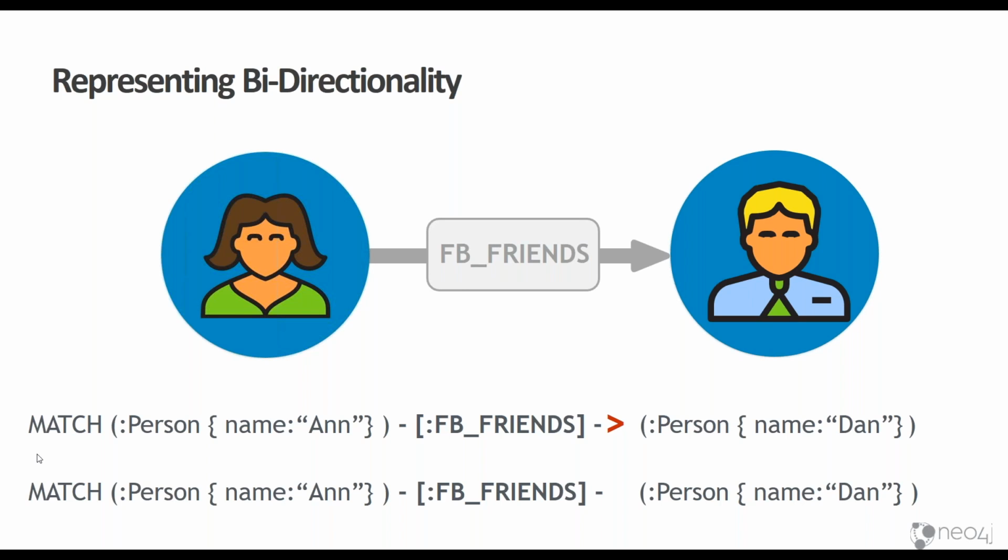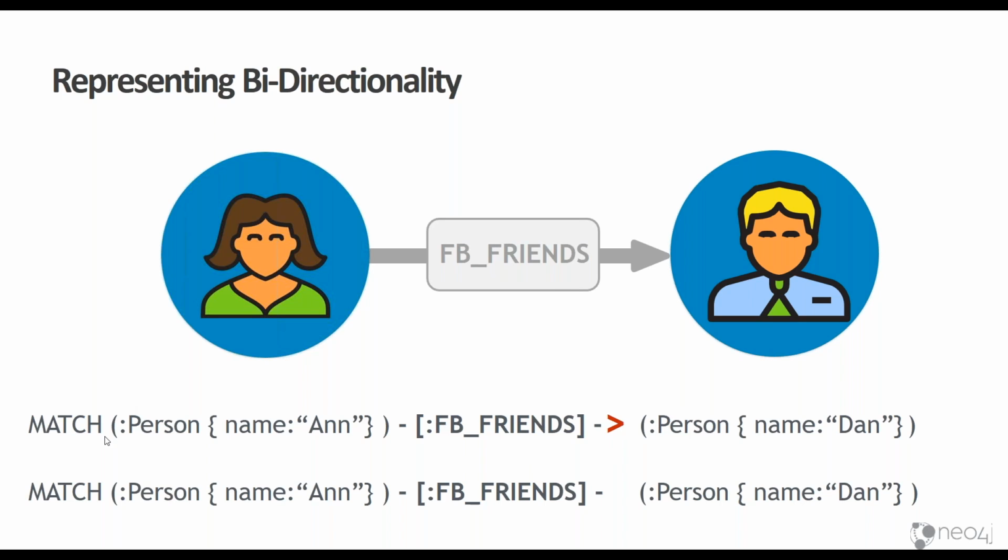So to retrieve information, we put in the MATCH keyword. We can put in the label. We don't need to put in the label, but it speeds things along. So we put in the label, type Person. We put in the name Anne. We put in the relationship type, so it's FACEBOOK_FRIENDS, and the direction, and then Dan.